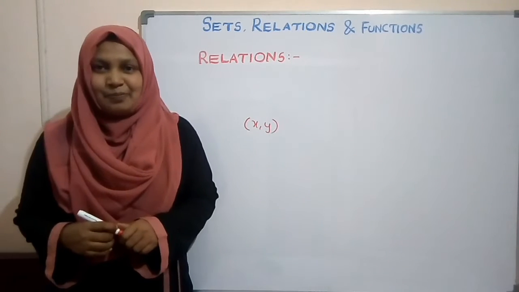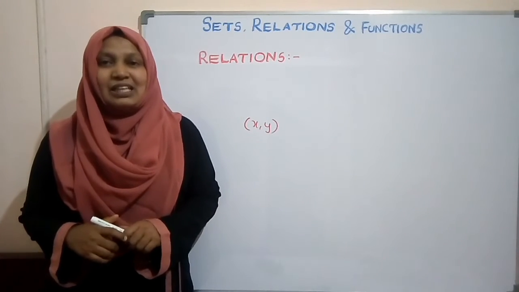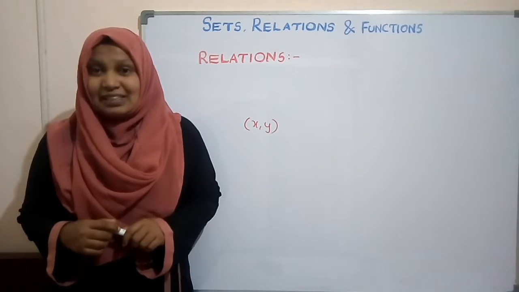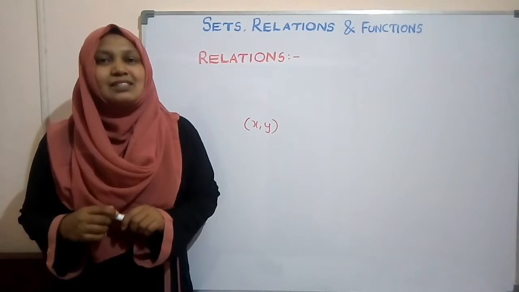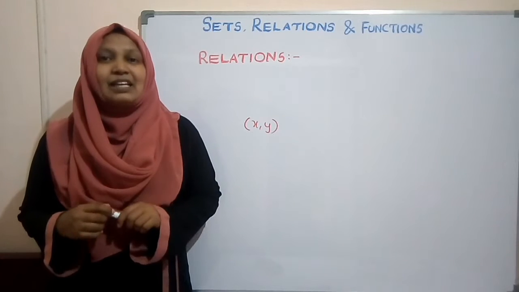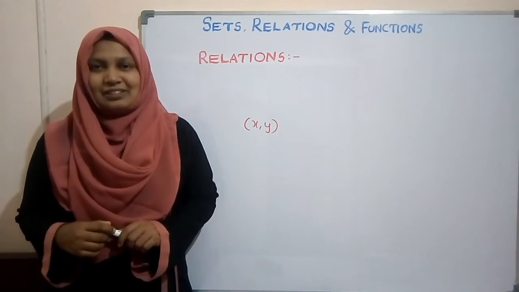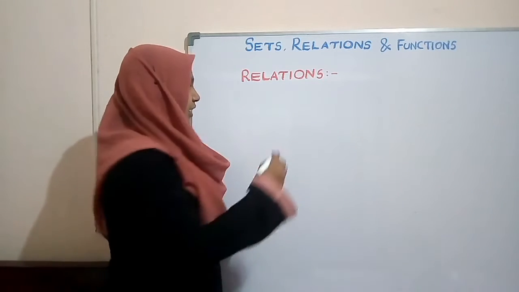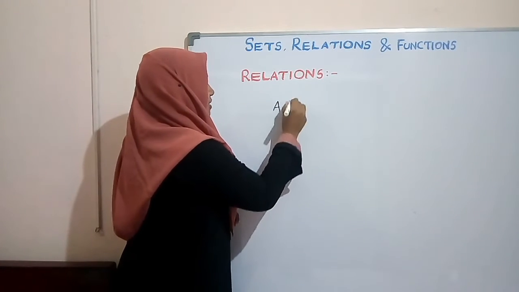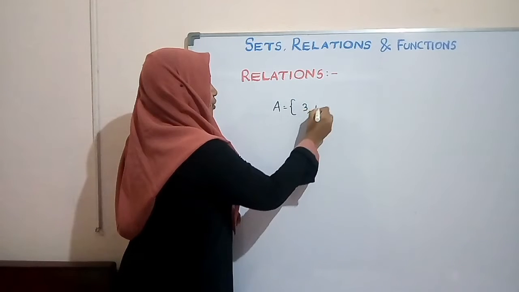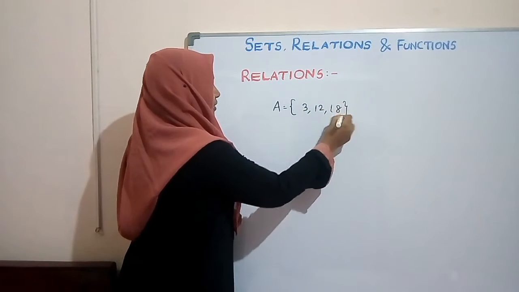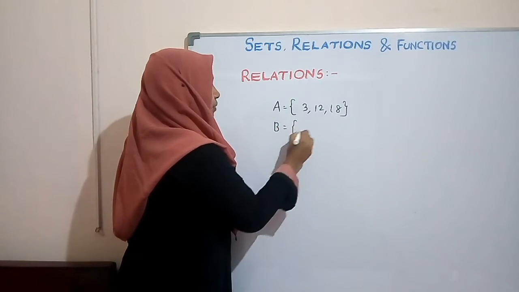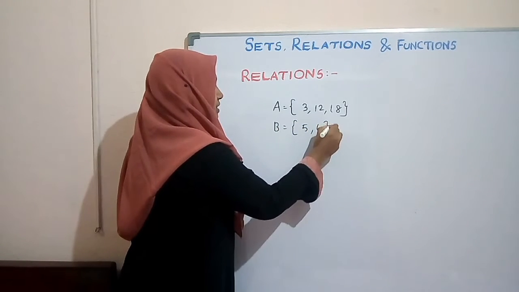x comma y. In our previous session, we learnt some problems about set and Cartesian product. So using the set and Cartesian product, now we can define the relation. Let us consider two sets A and B. I am writing set A as 3, 12, 18. So it has 3 elements. And set B has 2 elements, that is 5 and 6.